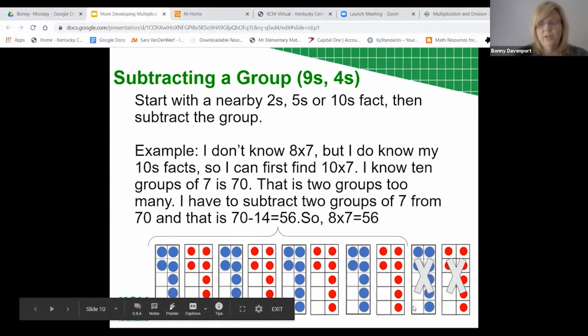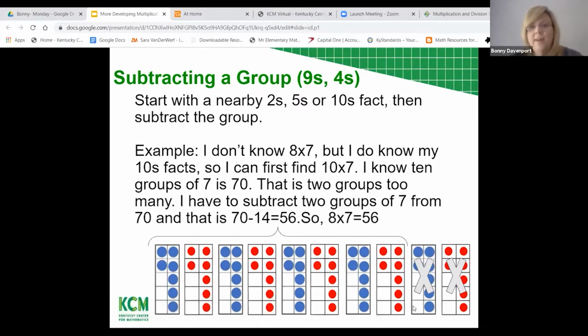And then the other strategy we're going to talk about today is subtracting a group, and it's especially good with your 9s and 4s. And in Vanderwall and in the Red Book, Developing Number Knowledge, and in the Fact Fluency book, all the research says that that finger for the 9s probably isn't the best strategy to use with kids, but to more think about 10s facts and relating the 9s to subtracting a group from your 10s facts.